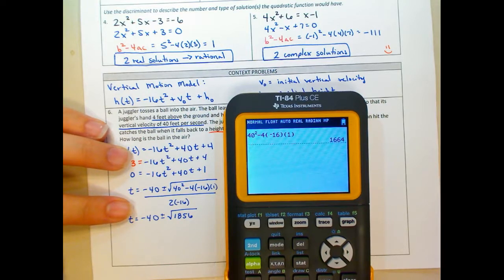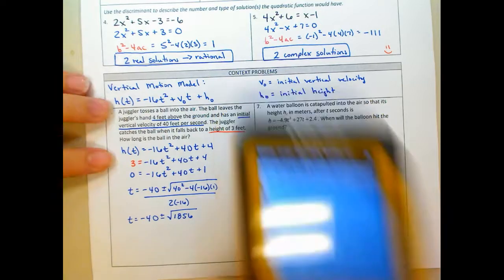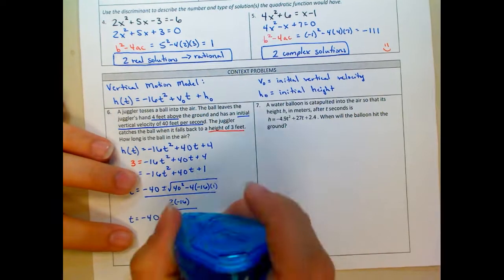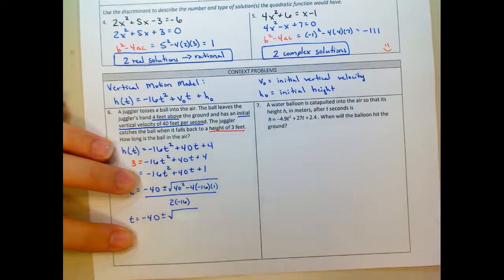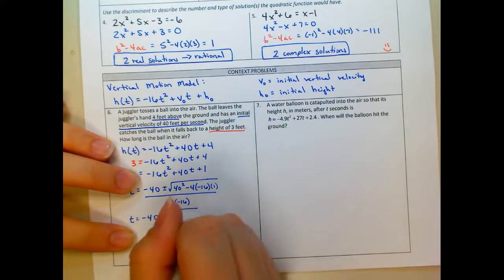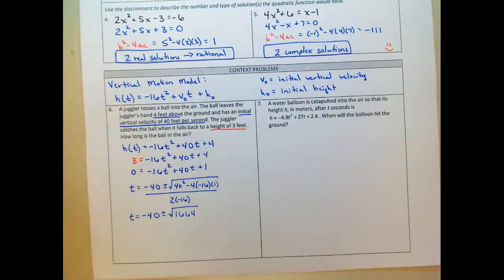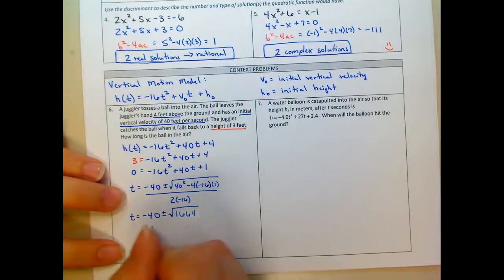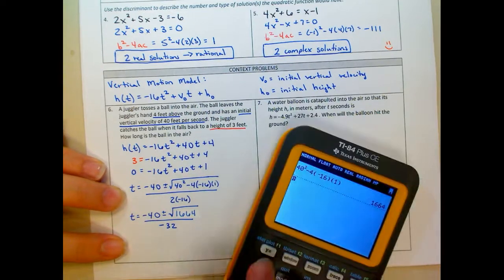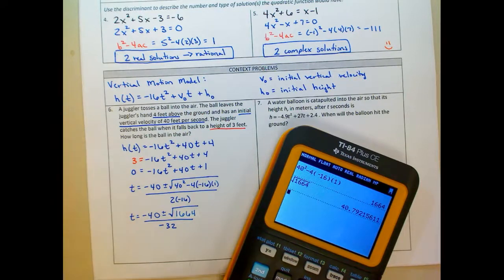So 1664. Oh, I got a completely different answer. So this is why we verify. Let's try this again. So 1664. Again, please make sure that I have done that correctly, as mistakes will happen. Okay, and that should be over negative 32. Now, I'm not sure that that's a perfect square. It might be. So let's see if 1664 is a perfect square. It is not.